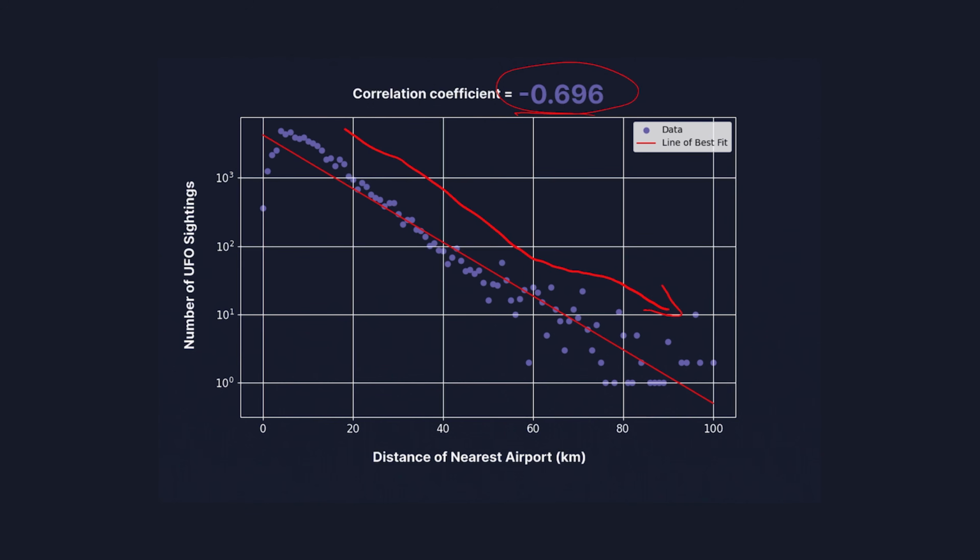In other words, you're more likely to see a UFO sighting if you're really close to the airport, and you're less likely if you're really far away from the airport. Which again, correlation does not equal causation, but I think in this case, it's a pretty compelling insight, which is maybe people aren't seeing UFOs, maybe they're just seeing airplanes.